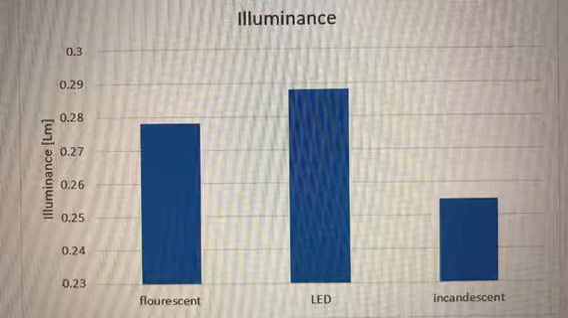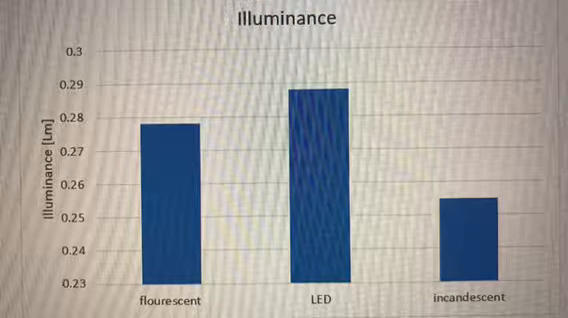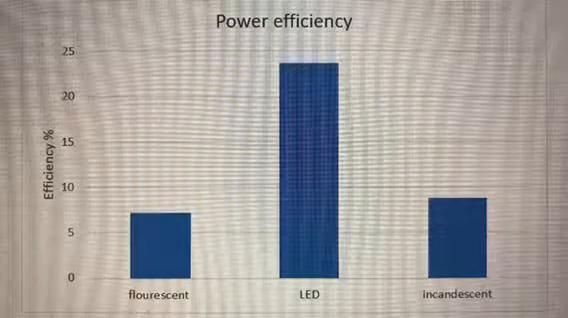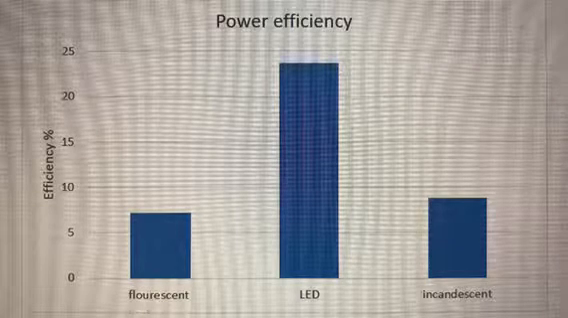Unlike the irradiance, the illuminance was pretty similar for all 3 light sources. For the fluorescent, LED, and incandescent, they were all within 3 lumens of each other. This is important because, as we can see, the LED in the power efficiency section does much better than the other 2, which implies that it has better luminous efficiency as well, achieving relatively the same amount of lumens with almost 3 times less power.